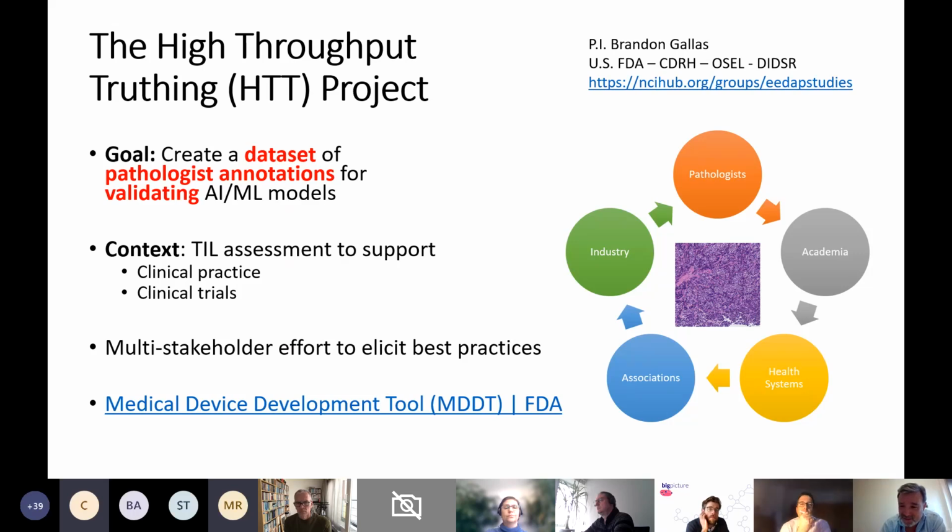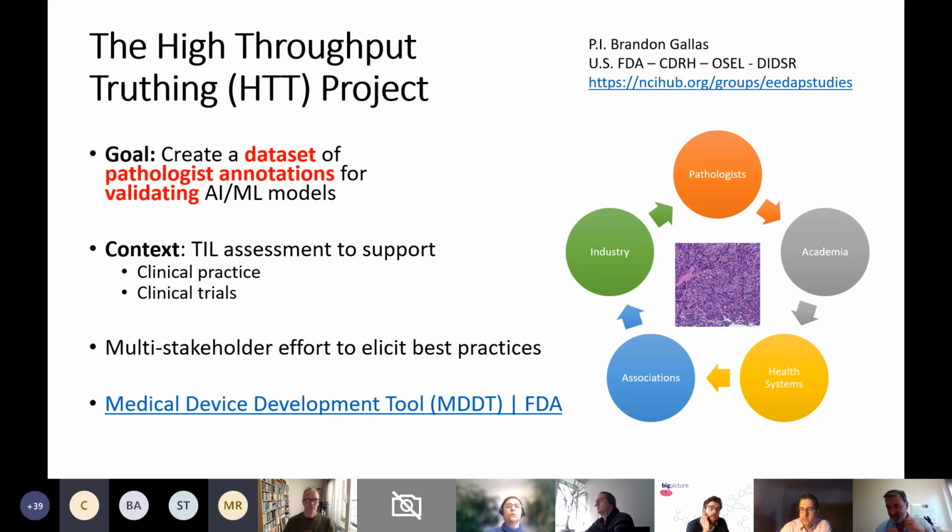On the reference standards, this is a project which I think is extremely important as a concept that I would like to propose to the big picture, that we are trying ways to integrate into the Grand Challenge project that we are conducting. It's a project conducted by Brandon Gallas from the FDA. And the purpose of this project, of which you will see the first set of data in a month or two, probably, is to create a data set of pathologist annotations for validating AI tools.